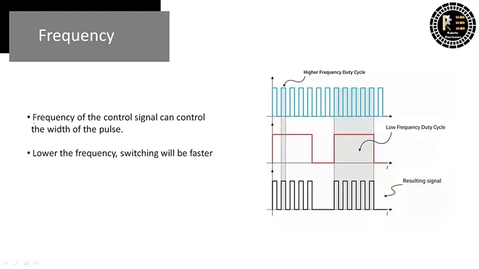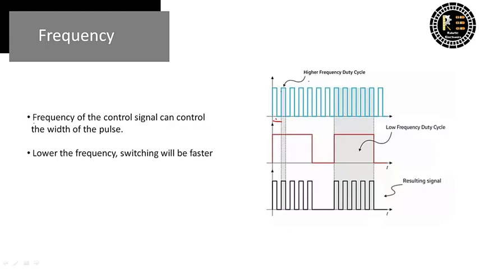For example, if we consider a high frequency duty cycle, the frequency is high, which means the time period will be low, because frequency is inversely proportional to the time period. For the lower frequency duty cycle, the resulting signal will be this way. For higher frequency, the resulting signal will be this way.